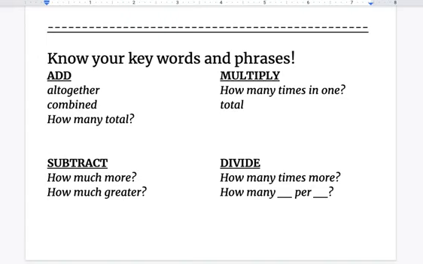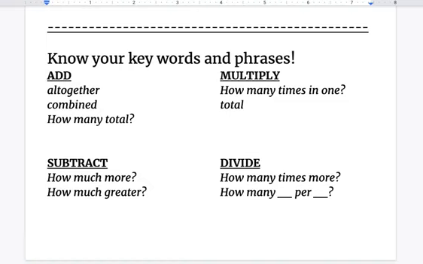For add, if your problem has a key phrase altogether, combined, or how many total, it might trigger you to think that you might need to add for this problem. But be careful because multiply could also use similar words like altogether or combined, and total. Because multiplication is when you have a group that's being multiplied several times to get to a total. So just be careful. Sometimes people get adding words mixed up with multiplying words.